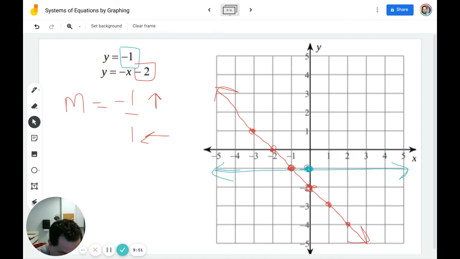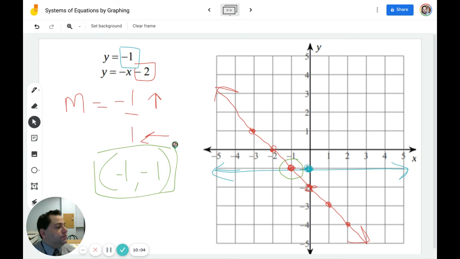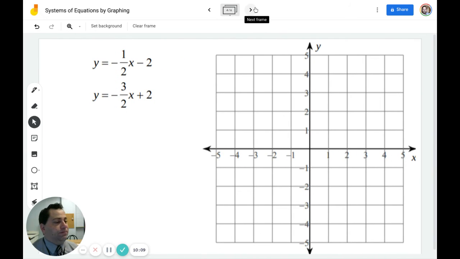We look to see where they intersect. It's right here. And that's -1, -1. Let's try another one.